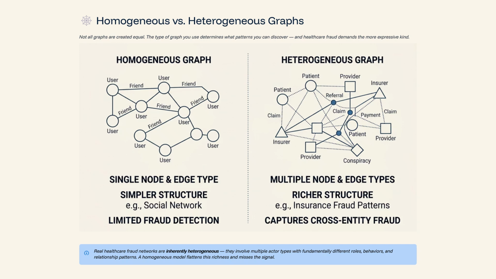In our fraud network, a patient is fundamentally different from a provider, which is different from an insurer, which is also different from an attorney's role. The way they behave, the features that describe them, and the relationships they have are all semantically distinct. A homogeneous model would flatten all of this richness into a single layer, and in doing so, it would erase the very signals that scream fraud. Real healthcare fraud networks are inherently heterogeneous. To model them accurately, we need a graph structure that honors the complexity.